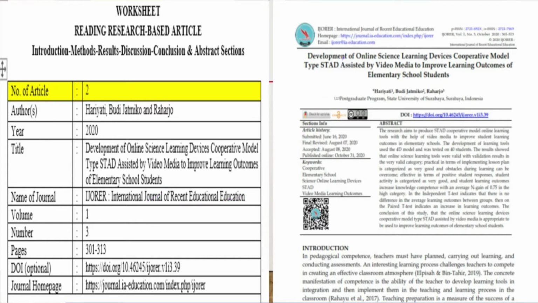Next, the name of the journal. This is the name of the journal, and this is the sign of the journal. And then volume. Also, we can find it at the top of this article, on the right top. And then number, pages, DOI, and journal homepage. Also, we can find them at the right top and on the left top of this article.